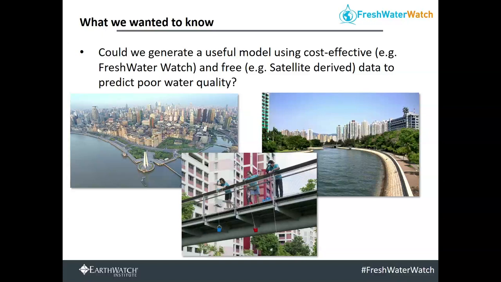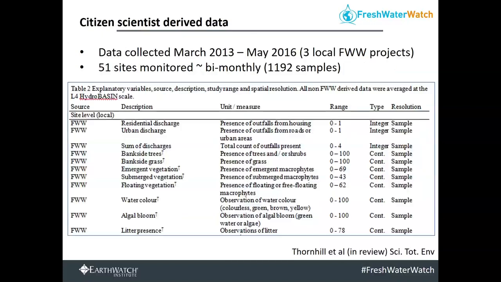So we have this data set, and I took the China data to test whether using these measures, combining with what other data is available for free from satellite imagery, we could generate a useful model to predict poor or, vice versa, good water quality. And these are just an example of, I think, Shanghai, Hong Kong, and somewhere in China. But this is just another novel way of collecting water used in the studies.